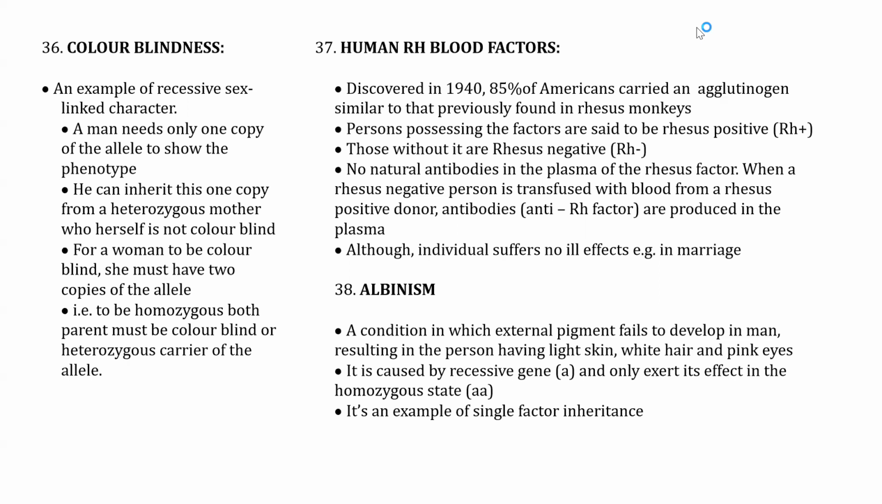38, albinism. It's a condition in which the external pigment fails to develop in man. The external pigment is called melanin. So when they don't develop it, we call them albinism or albino, resulting in the person having light skin, white hair, and pink eyes. Take note of those characteristics: light skin, white hair, and pink eyes.